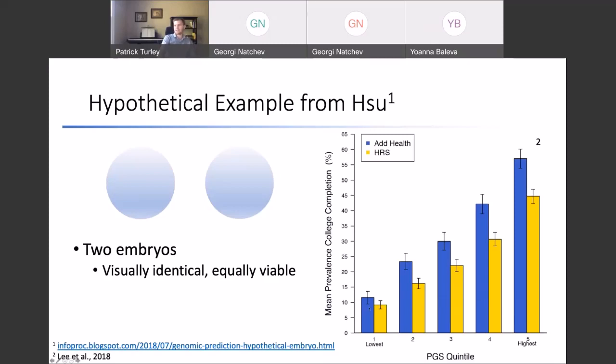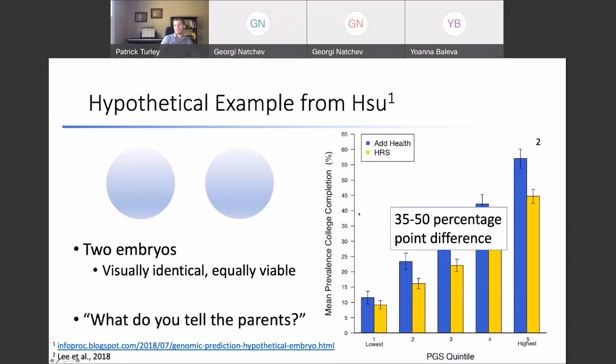And they find that there's a 35 to 50 percentage point difference between the lowest and highest polygenic score quintiles in terms of likelihood of completing college. And so, Steve Hsu ends his blog post by asking a somewhat provocative question: knowing that there are such big differences in risk between the highest and lowest quintiles of genetic risk for educational attainment, what should you tell the parents here?